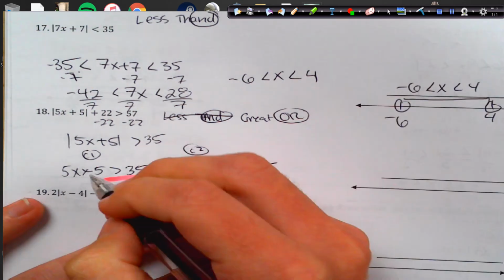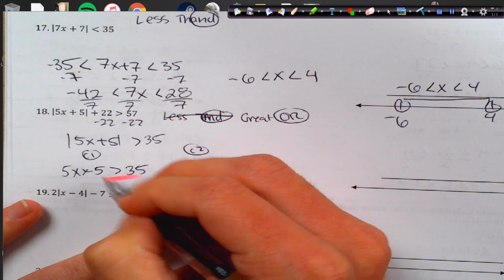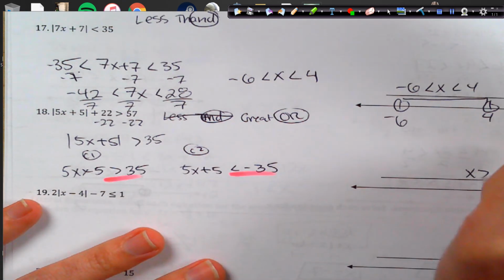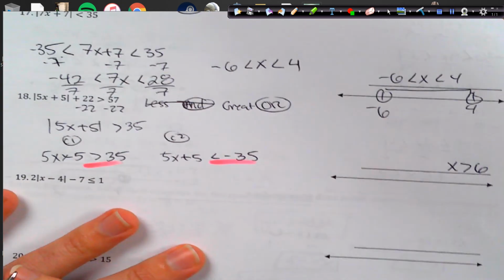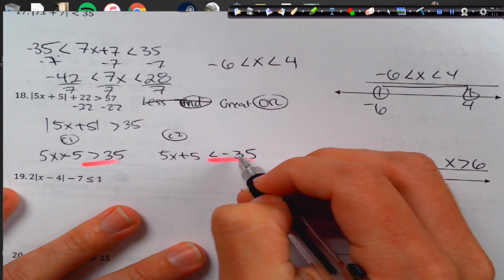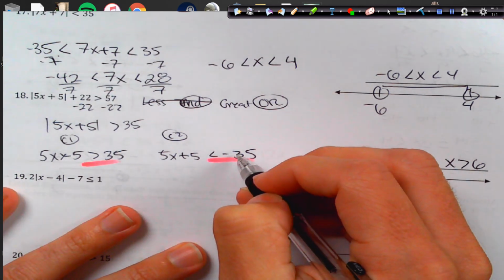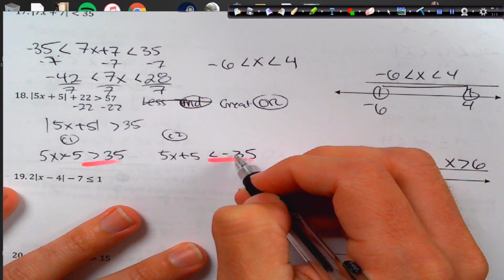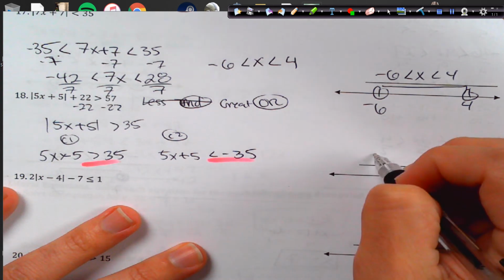Again, I'm switching the sign of the inequality and from positive to a negative. And so we can solve both of these. I'm going to subtract 5. That would be 30 divided by 5. X is greater than 6. Doing this a little bit in my head, going a little faster. I apologize. Subtract 5, I get negative 40. Divide by 5, and you're going to get negative 8.